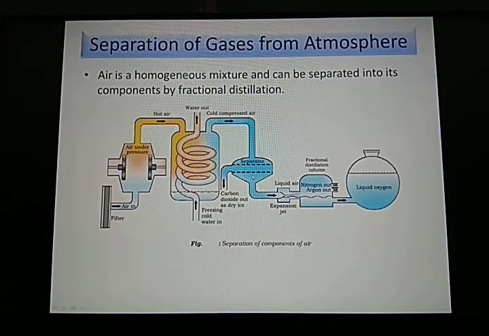Clear? Now the remaining gases present in that homogeneous mixture will pass through this pipe and reach this expansion jet. In this expansion jet, the mixture expands again. If there is again an expansion, then again there will be a drop in the temperature. Wherever there is an expansion process, there will be a drop in the temperature of the gas.